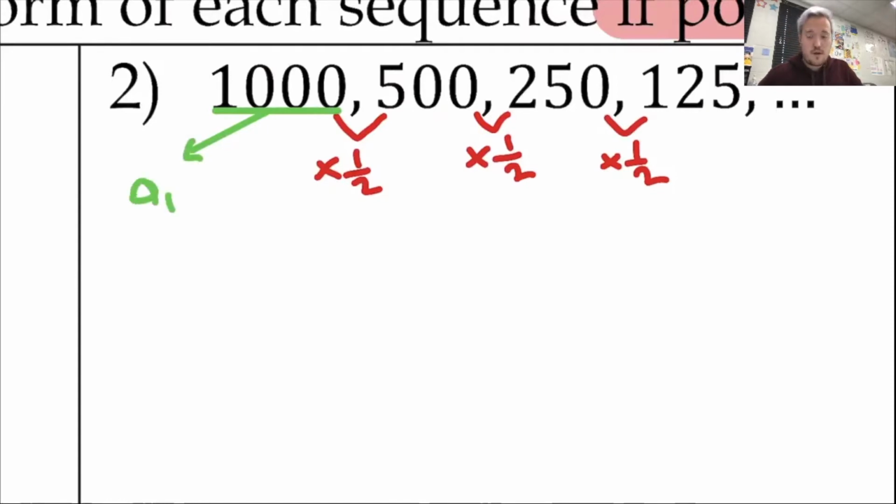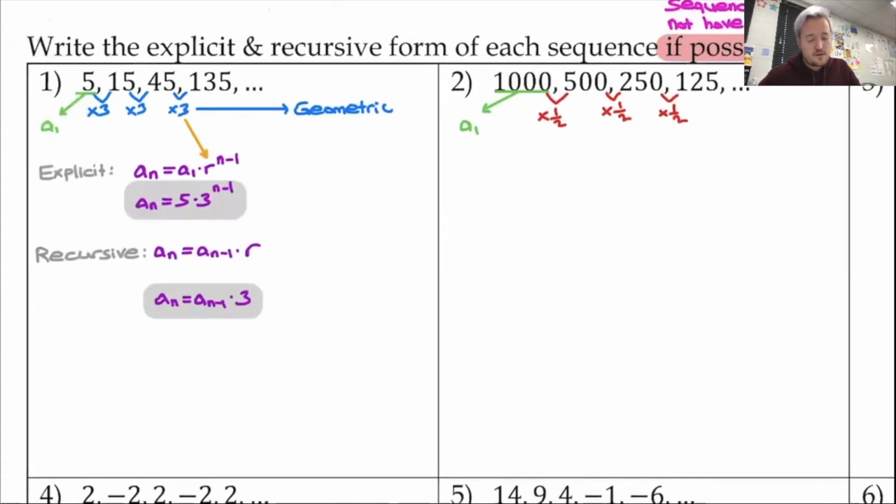So now we just got to write the formulas or write the equations. So I'm actually going to copy and paste the explicit and recursive stuff over here.